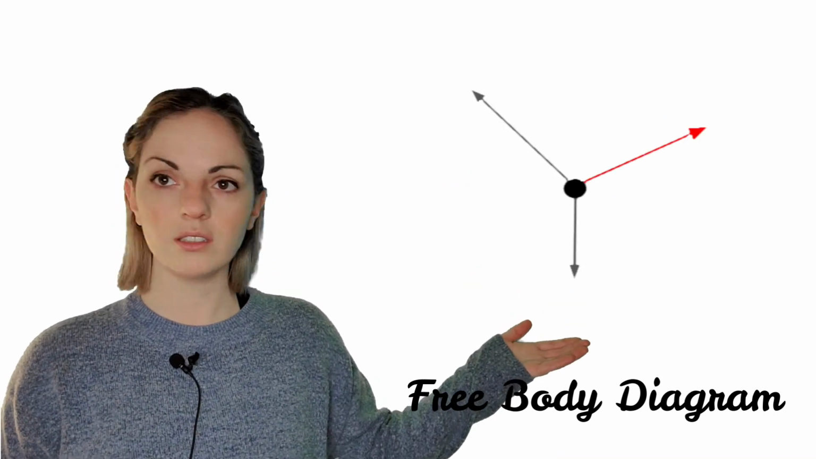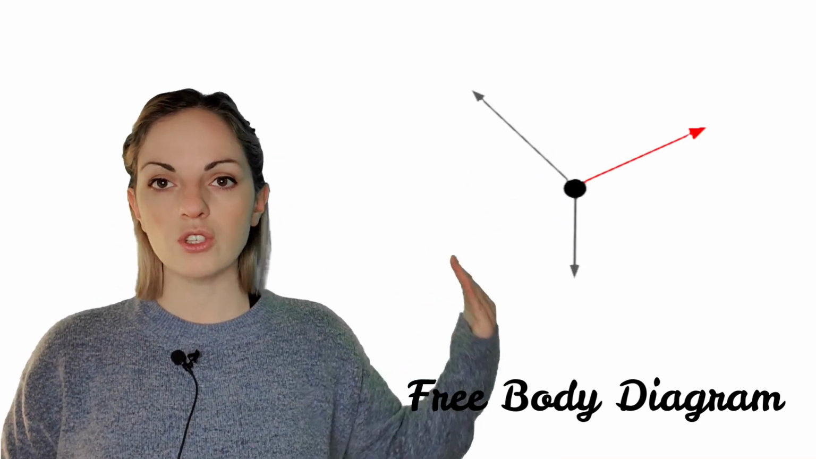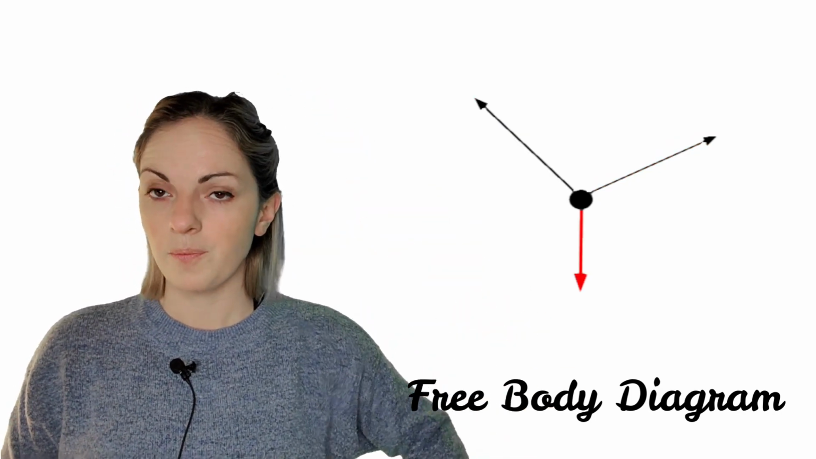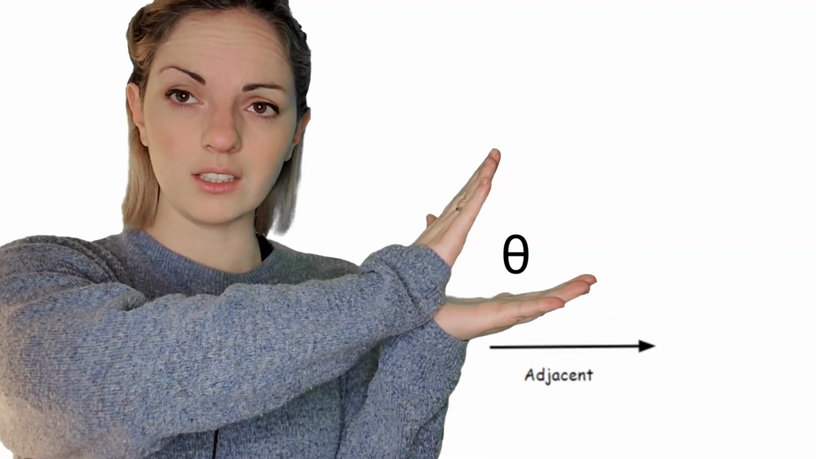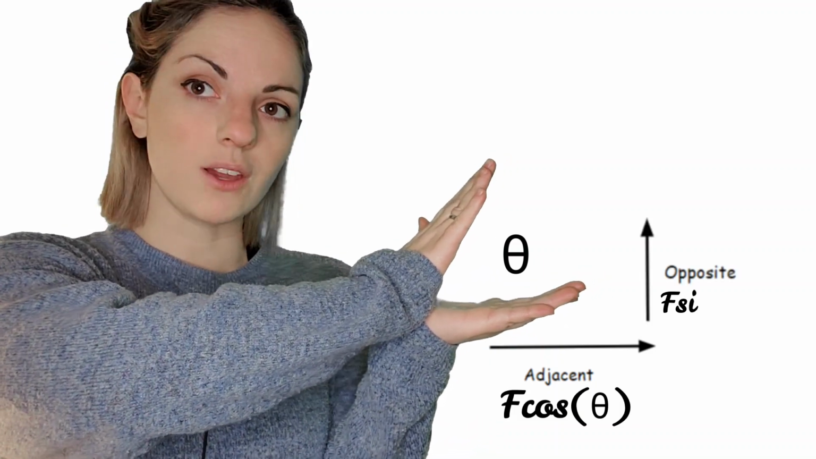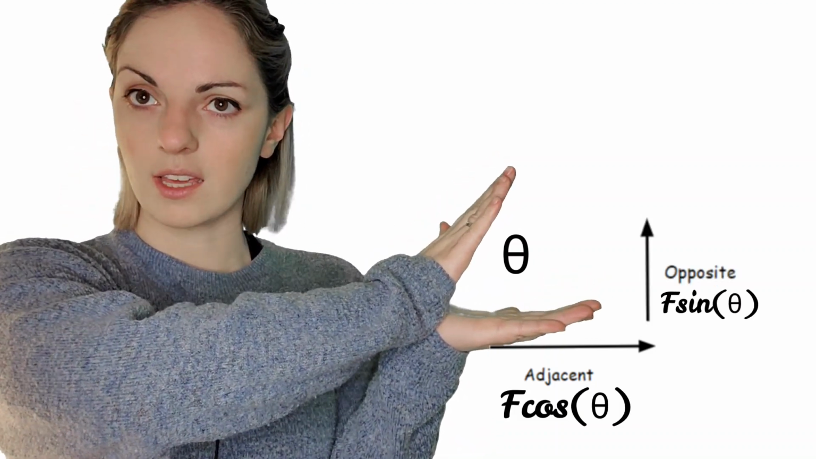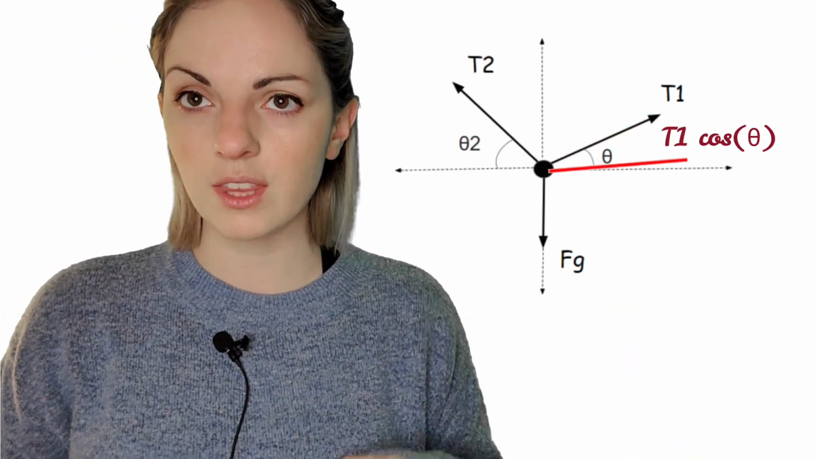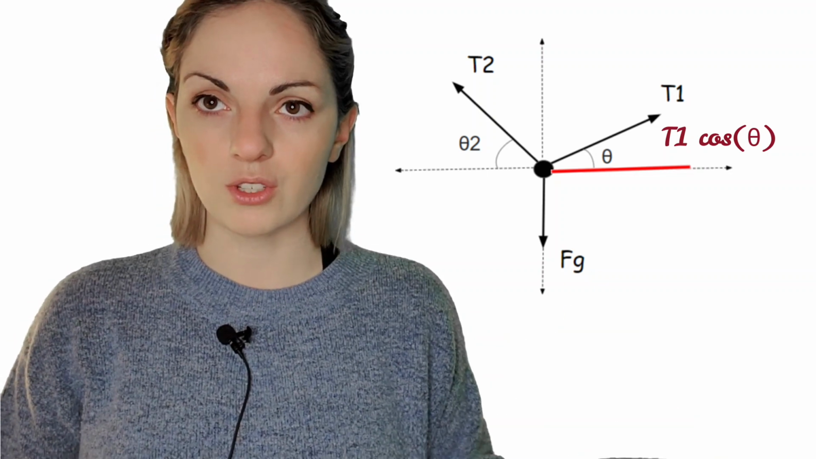So you have tension 1, which is going that way, you have tension 2, which is going this way, and then you have your gravity force, which is going straight down. So if this is my angle of the force and this is my horizontal, then I know that the angle is right in between my two hands. My adjacent, which is touching the angle, is cosine of theta, and my opposite, which will be the vertical in this case, is sine of theta.